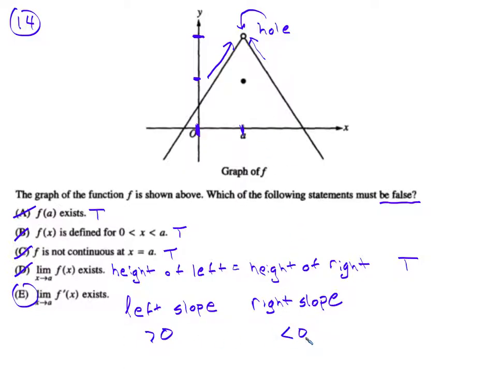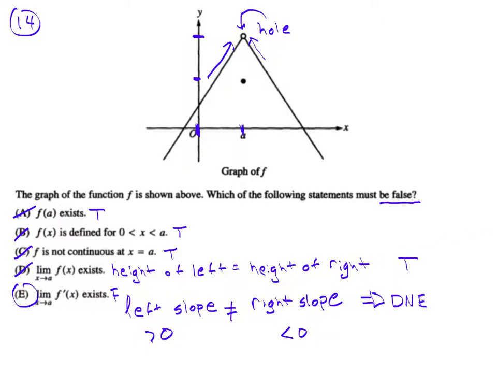If one is greater than 0 and one is less than 0, all the way up until that point, they are not equal to each other. When they're not equal to each other, it does not exist. So this implies D and E. It does not exist. And it's saying here it does exist. So this one is clearly false, and that's the answer.